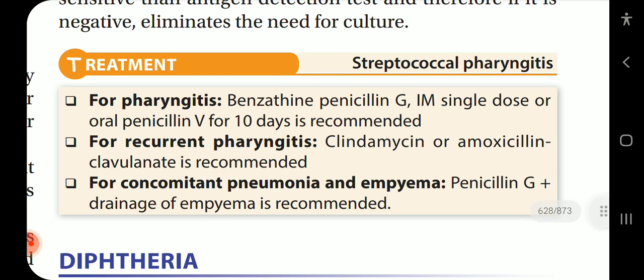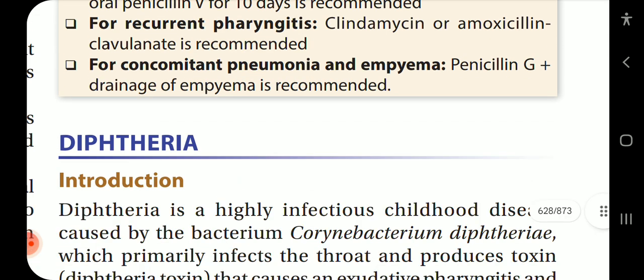Treatment for streptococcal pharyngitis. For pharyngitis, benzathine penicillin G, IM single dose, or oral penicillin V for 10 days is recommended. For recurrent pharyngitis, clindamycin or amoxicillin-clavulanate is recommended. For concomitant pneumonia and empyema, penicillin G plus drainage of empyema is recommended.